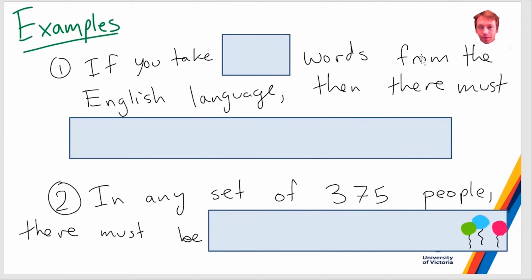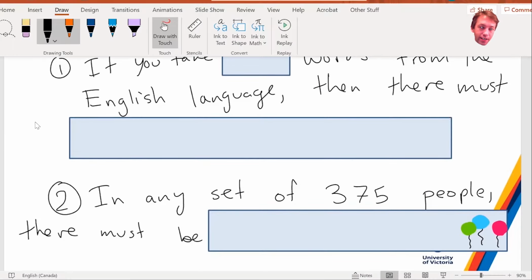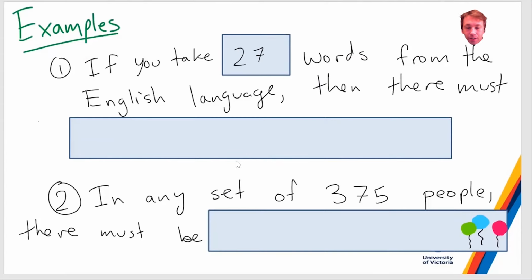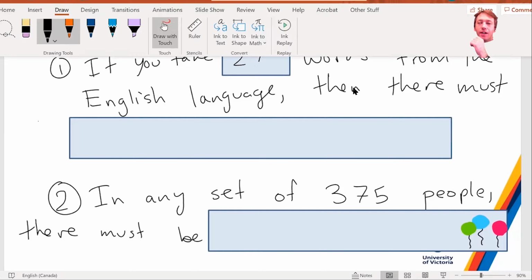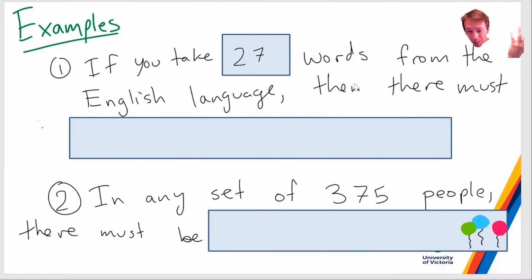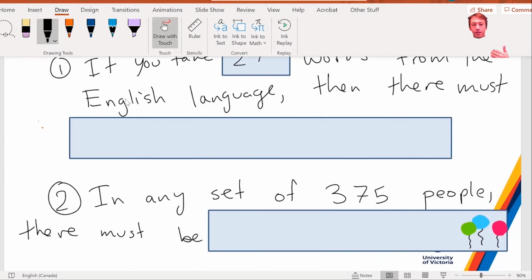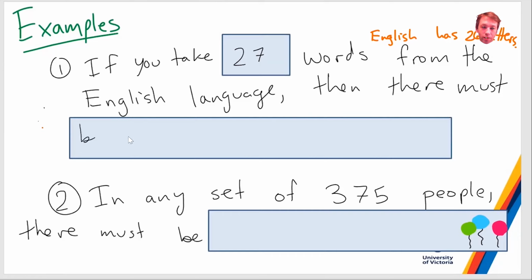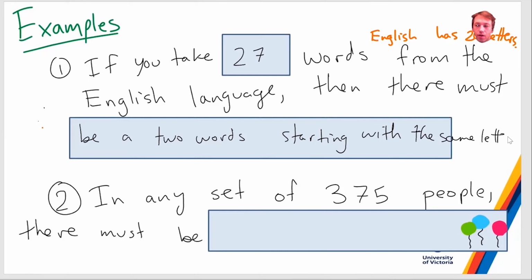Here's an example of how to apply this. Imagine I take 27 words from the English language. I don't want to make somebody's ability to solve problems dependent on how familiar they are with the English language, but English has 26 letters in total. So suppose you take 27 words from English, then there must be 2 words starting with the same letter, right?